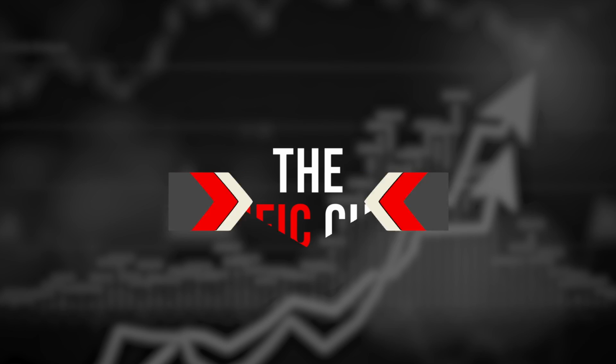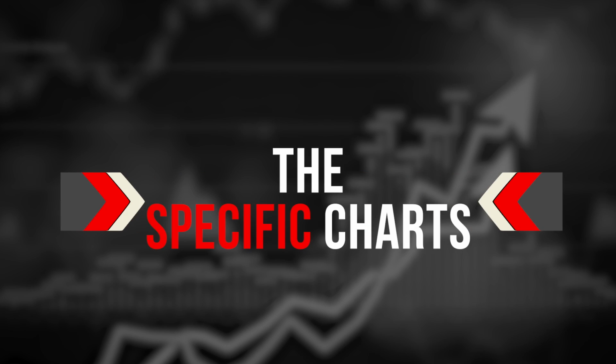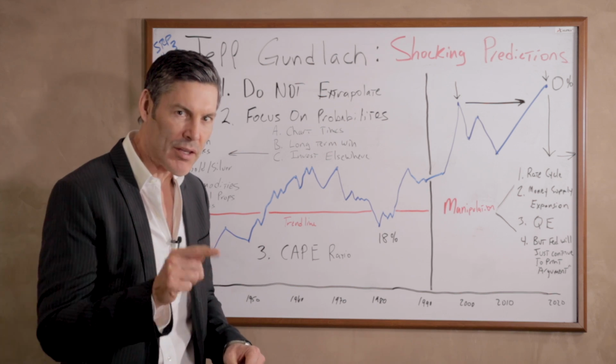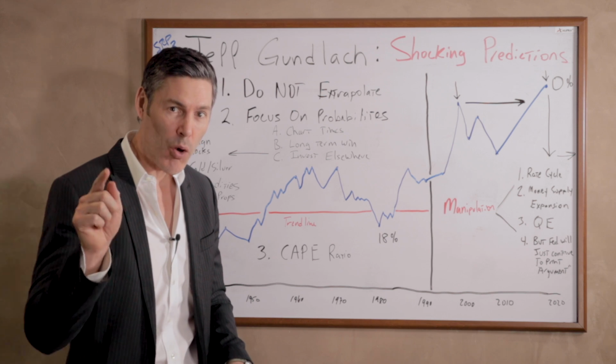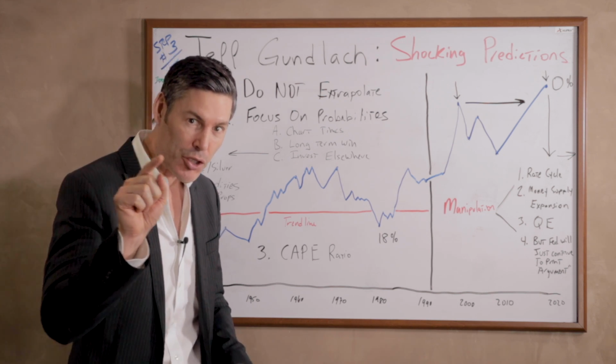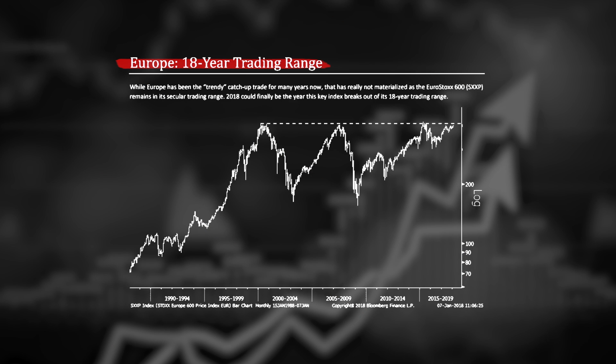Step number 3, let's dive into the specific charts that Jeff Gundlach references in this video, and let's give you some actionable advice that has real world application that you can use to make more money. Starting with Europe, they reached their peak in prices in 2000, and it's been 20 years and they have not exceeded those prices. So not only would you have the opportunity cost, but you also would have lost a lot of purchasing power due to inflation.